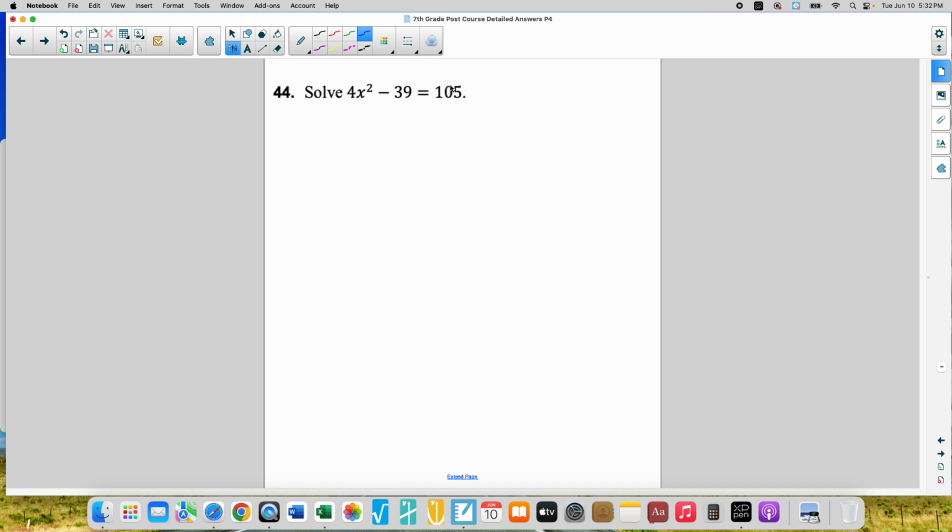So when we have to solve this, we want to isolate the variable. We want to get x by itself. There are 3 things happening to it. First of all, 39 is being subtracted from it. 4 is being multiplied. And 2 is squaring that variable. So I've got to get rid of things being added and subtracted first. So I'm going to get rid of that subtracting 39 by adding 39. That leaves me with 4x squared equals 144.